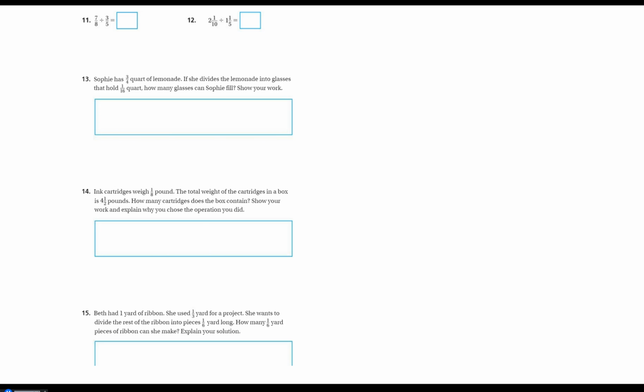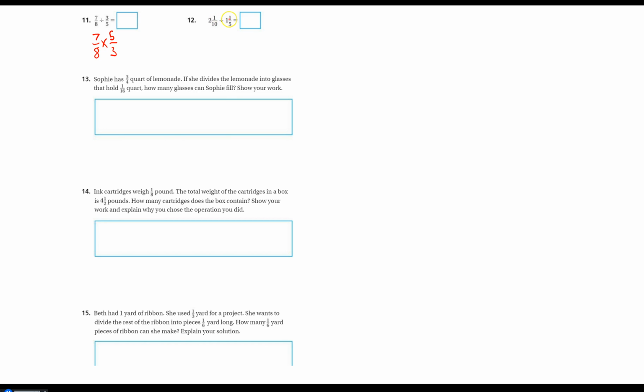All right, we are on the Chapter 2 test review. We're on page 96 in the Big Math book. Let's get started on number 11. Number 11 and 12 are just simply copy, change, flip. I'm not going to do 11 for you. Again, it's just copy, though. Copy the 7/8, change the division to multiplication, and flip the second. Make sure you do any simplifying.